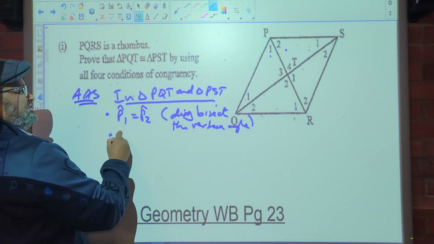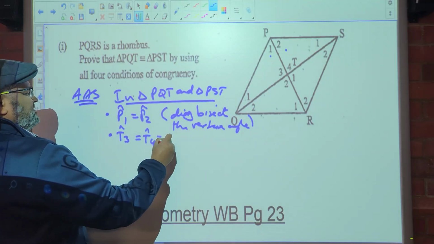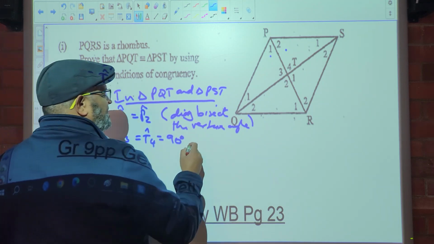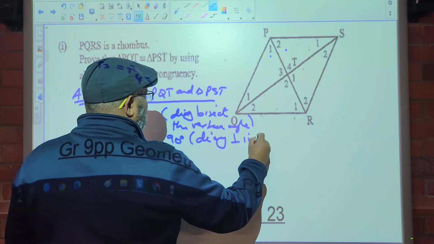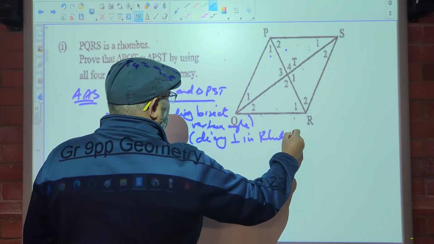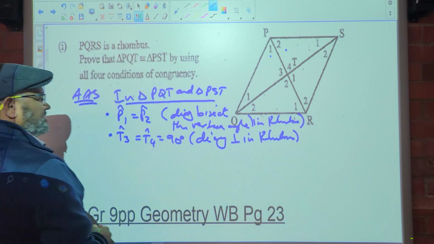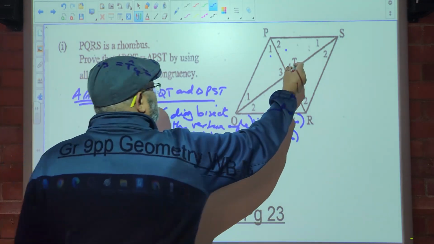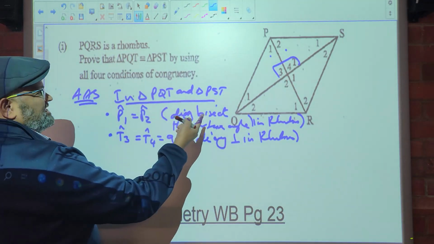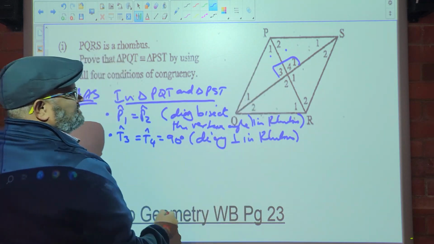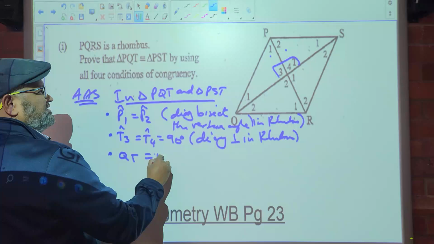Do we know that T3 is equal to T4, which is equal to 90 degrees? Why? Because the diagonals are perpendicular in a rhombus. I forgot to say here, in the rhombus. That is 90, 90. Okay. So I have 2 angles and a side. So now I can use that side, it doesn't matter. So now I'm going to say that QT is equal to TS.